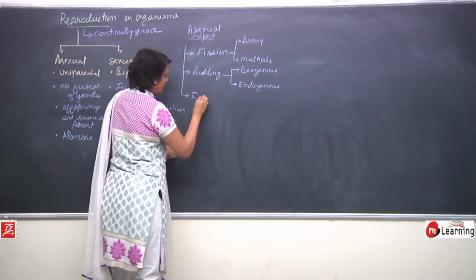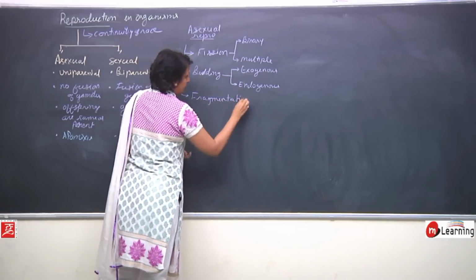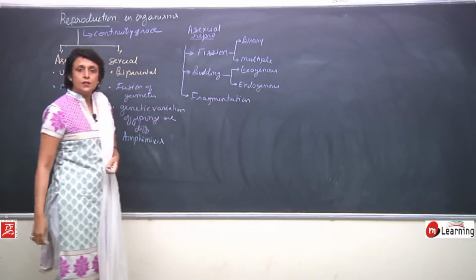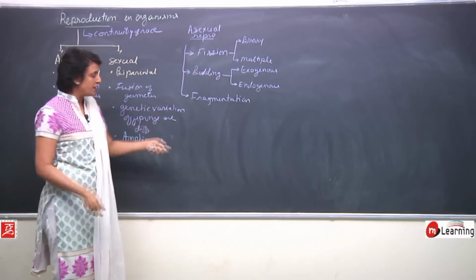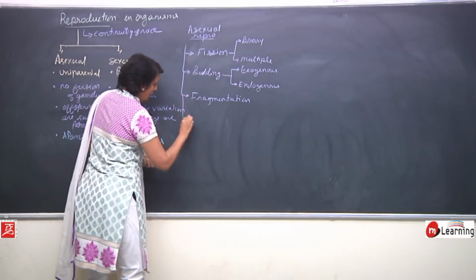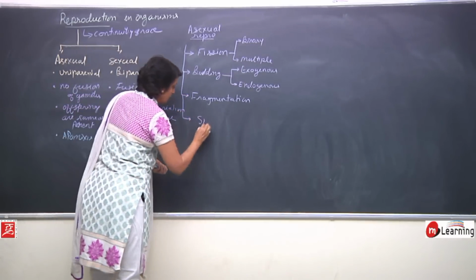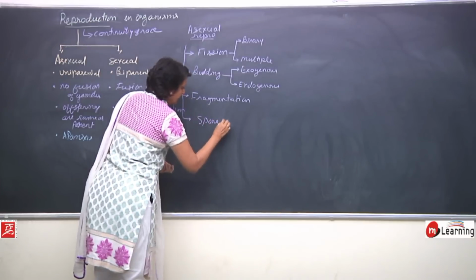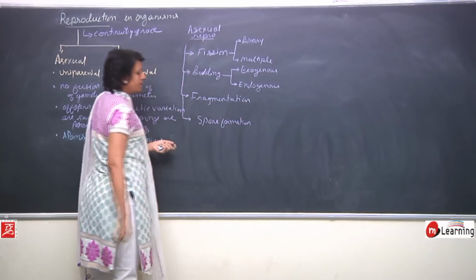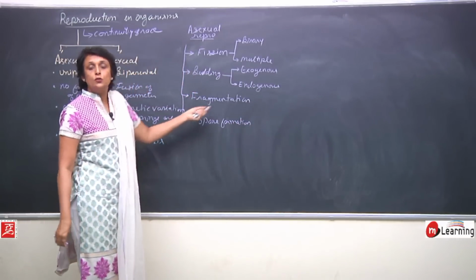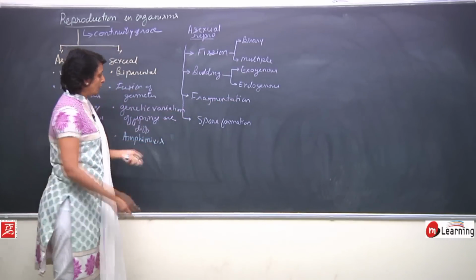Fragmentation, where the parent body just undergoes fragmentation, breaks up into different fragments, and each fragment gives rise to an individual. Then spore formation. There are various types of spores like zoospores, conidia, oidia, and all those things.